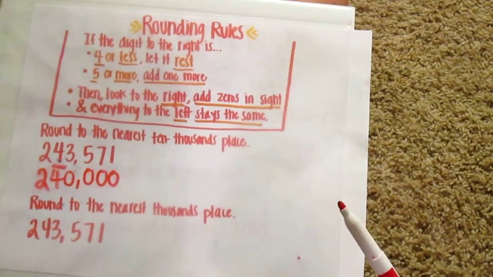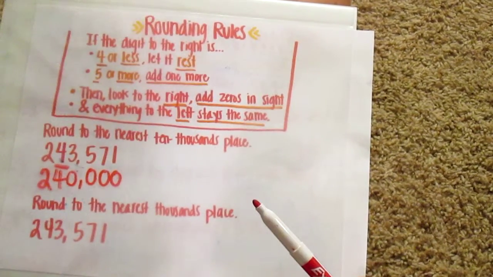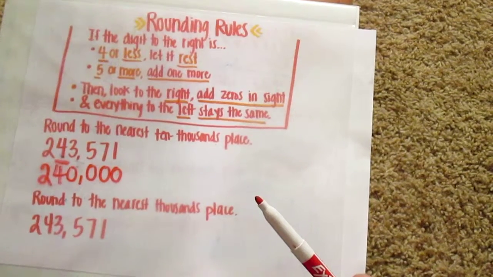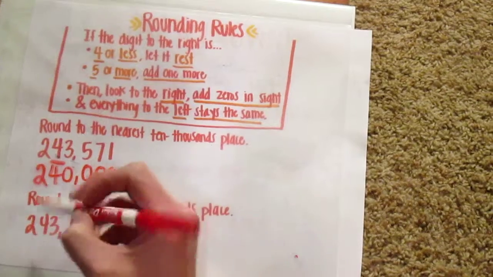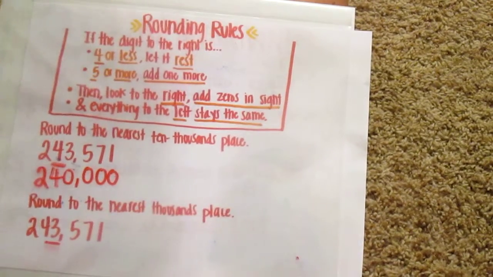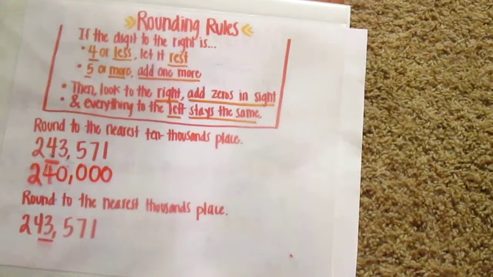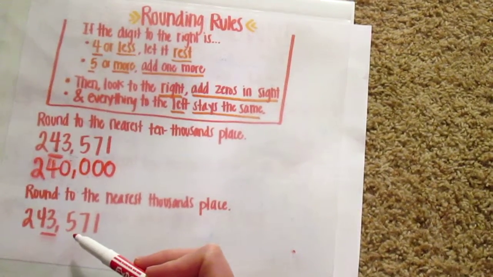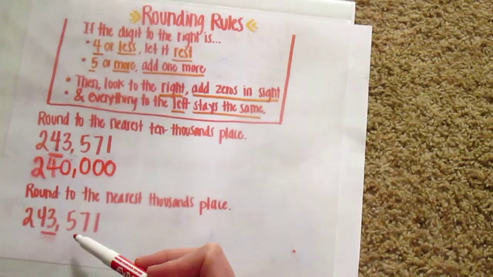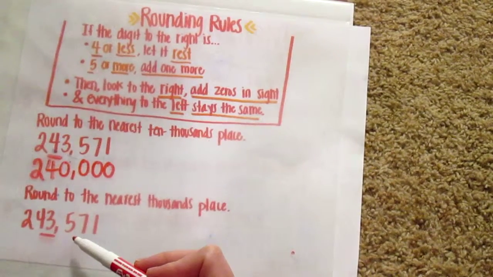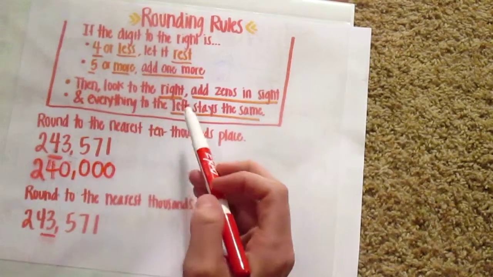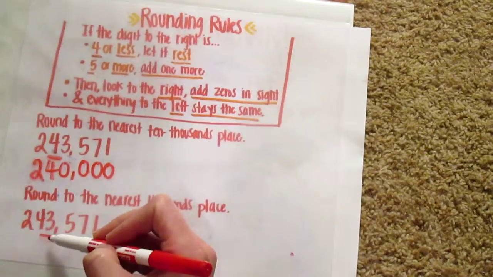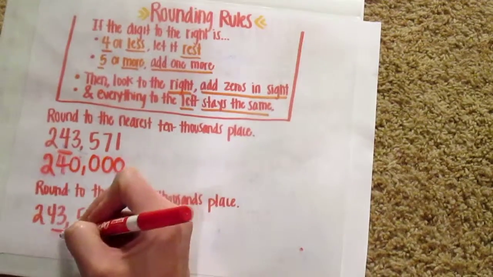But what if the example asked us to round to the nearest thousandth place? We already know the first thing we need to do is underline the place we're rounding to, which now is the 3 in the thousandth place. Next, we look to the number to the right. It's a 5. A lot of students get confused on what to do when it's a 5, but remember, our rule tells us if the digit to the right is 5 or more, add 1 more. So we add 1 to the underlined number in the thousandth place, which makes that 3 become a 4.